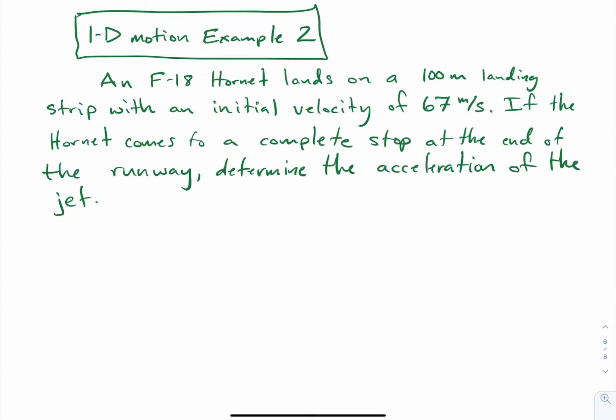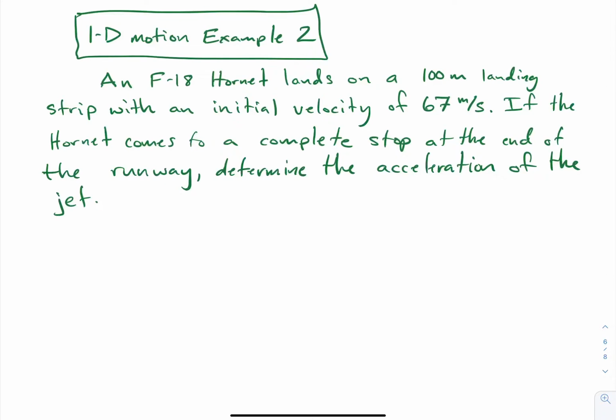Hello, it's Ryan. This is our second example in one-dimensional motion. I wrote it out just to save us some time. So it reads, an F-18 Hornet lands on a 100-meter landing strip with an initial velocity of 67 meters per second. If the Hornet comes to a complete stop at the end of the runway, determine the acceleration of the jet.